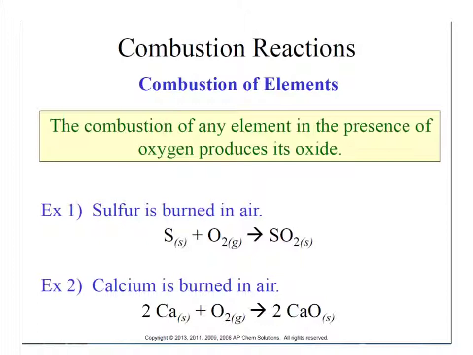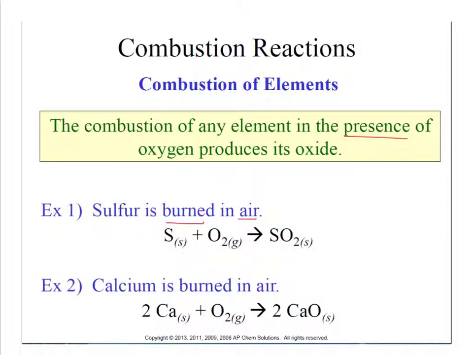So combustion does not just have to involve carbon and hydrogen compounds. It can also involve elements. So anytime an element is burned in the presence of oxygen, it's going to generate its oxide, which means combining with its particular oxidation state and oxygen. So for example, sulfur being burned in air. And the way we recognize this as a combustion problem is the key words burned and air. Remember, air is partially oxygen. There's the presence right there of oxygen.